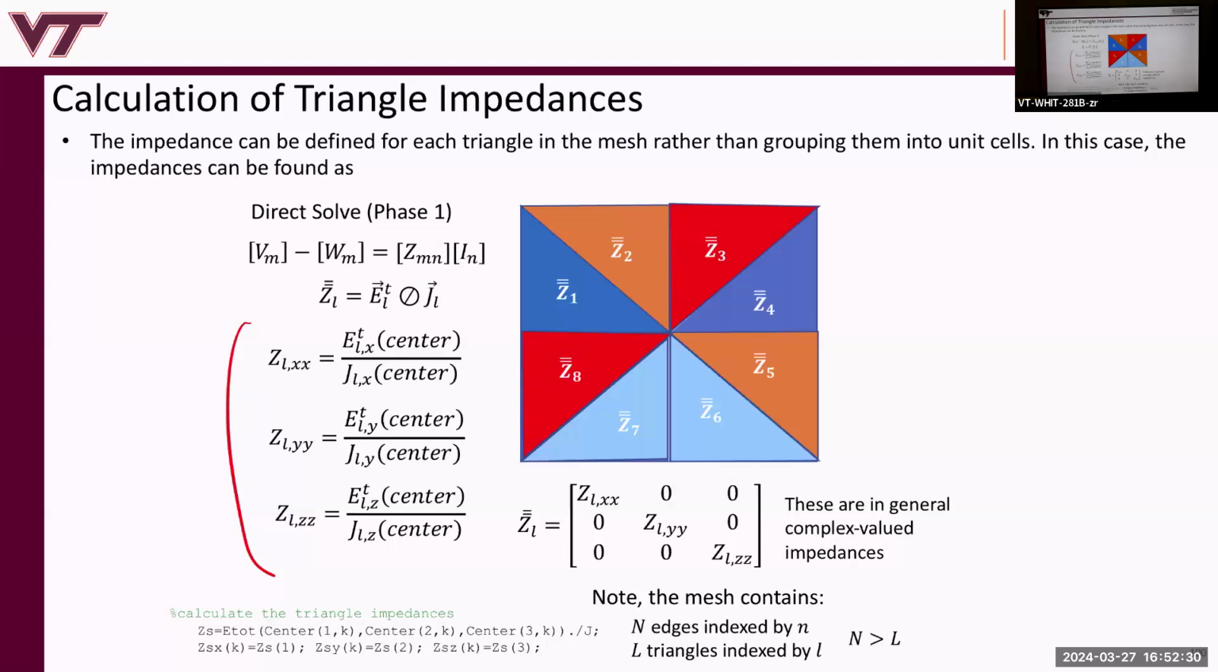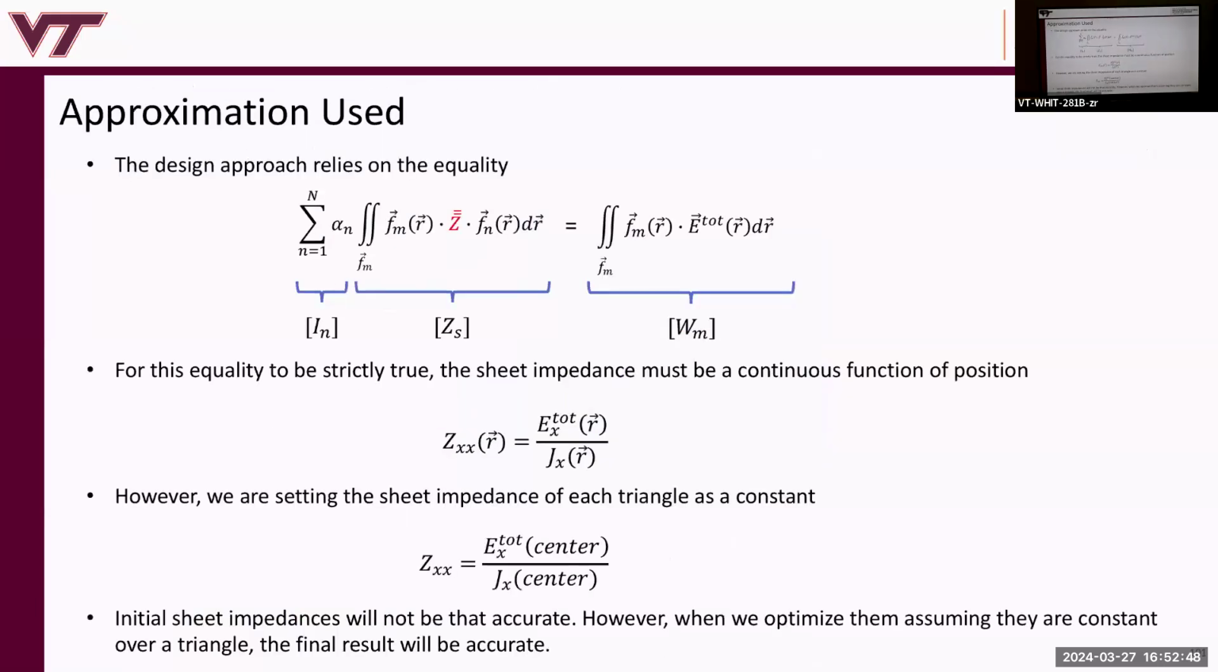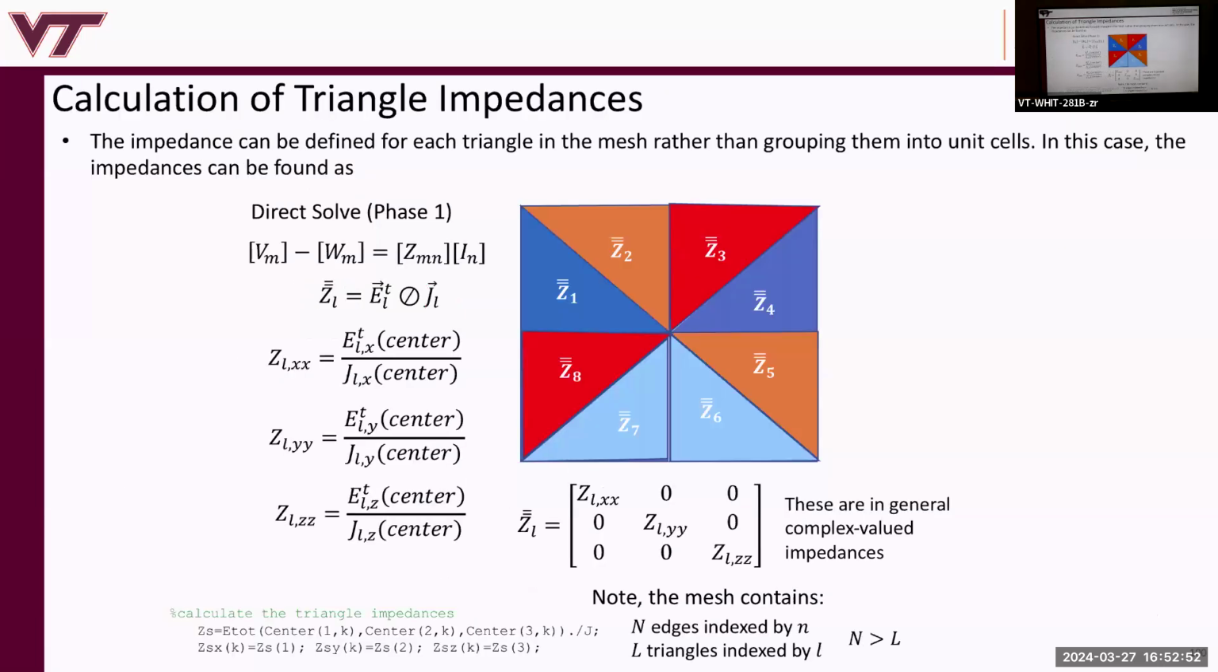We're saying the entire triangle, the impedance associated with the triangle is constant for the whole triangle, and it's defined as E over J as calculated at the center, or evaluated at the center of the triangle. All right? Similar to the current. Okay. So there's an approximation used when I say this whole triangle has the same impedance.